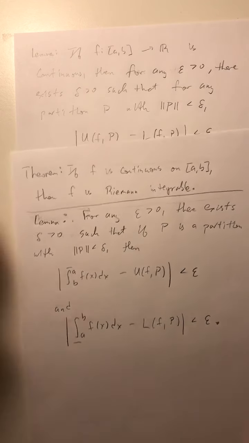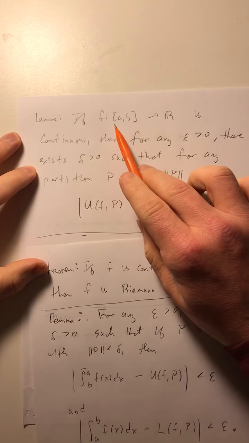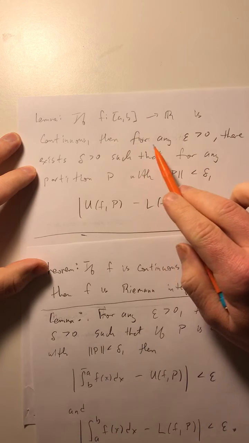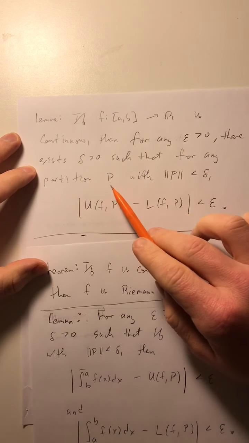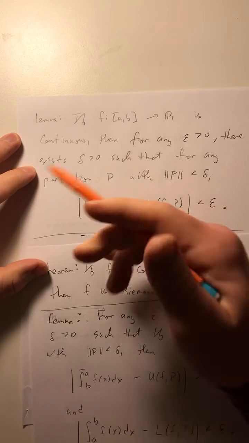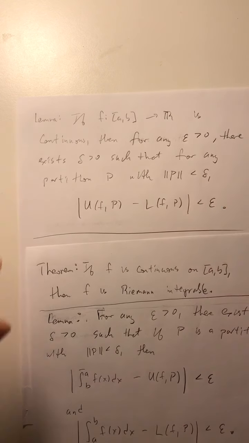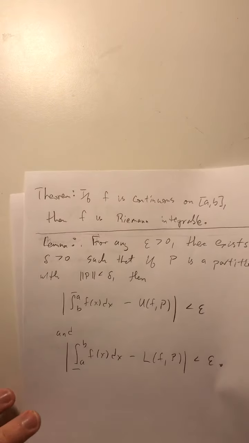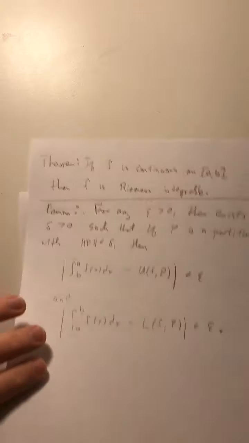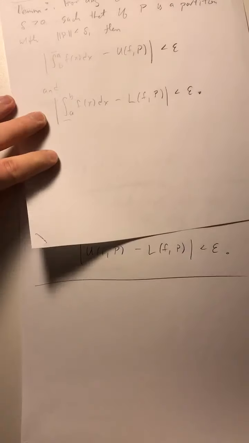Okay. And our next lemma is going to be: if f is a continuous function on this interval [a, b], then for any positive epsilon there exists a positive delta such that for any partition P with mesh less than delta, the upper sum and lower sum for that partition are going to be close to each other. Okay. So I'm going to come back to those lemmas later, but it's pretty easy to see how to combine these two lemmas.